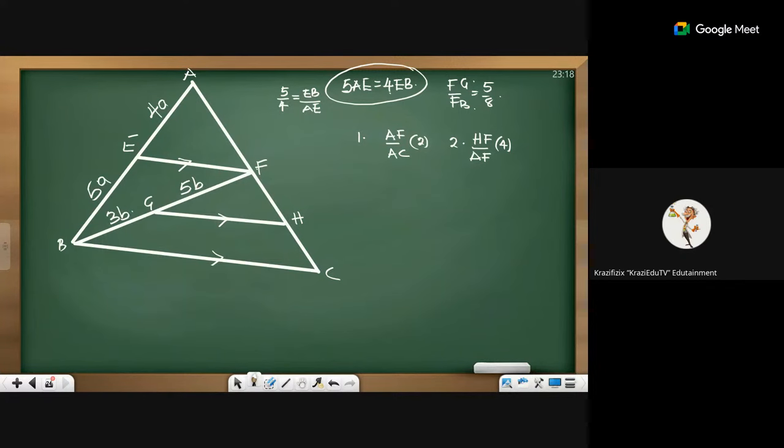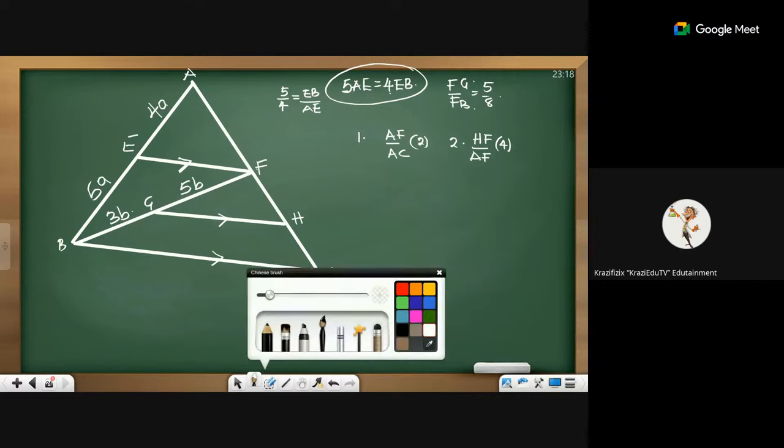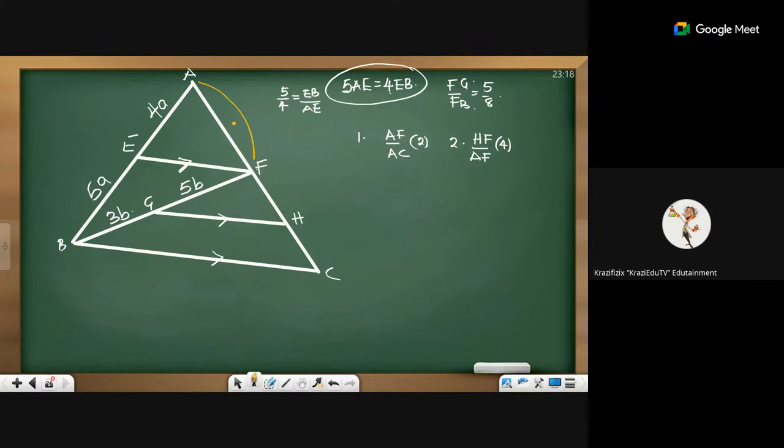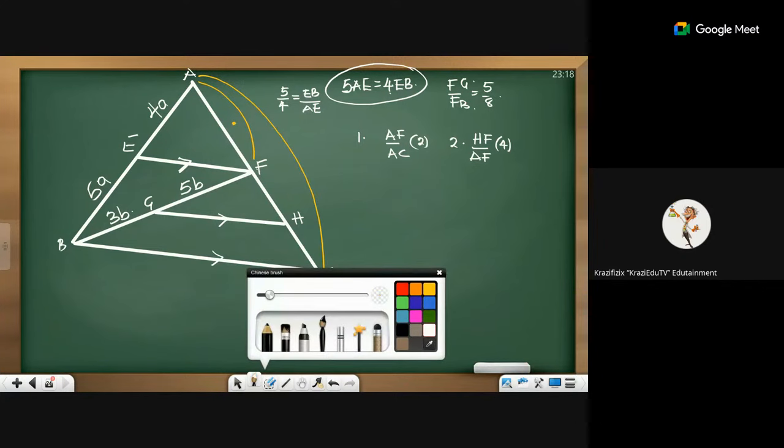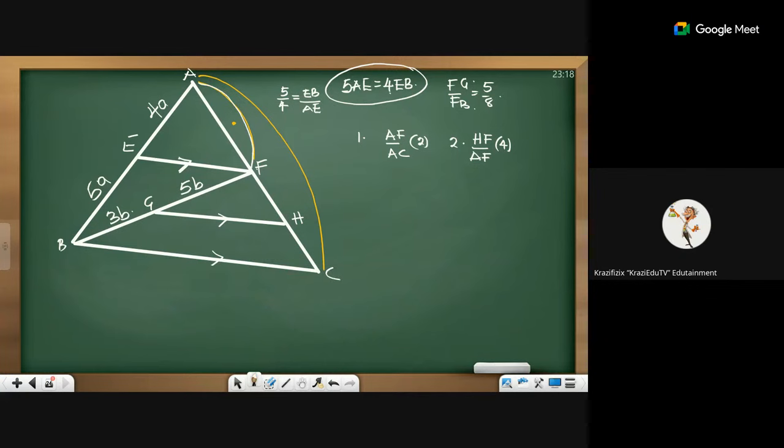AF over AC. Just consider that big triangle already, because once you trace the line and it stops on a parallel line, know that you're using proportionality. So AF over AC will be equal to AE over AB, top over the whole thing. By the proportionality theorem, since EF is parallel to BC. So therefore, AF over AC: do I know AE? 4. AB, 9. We are done there. 2 marks, 1 and 2.